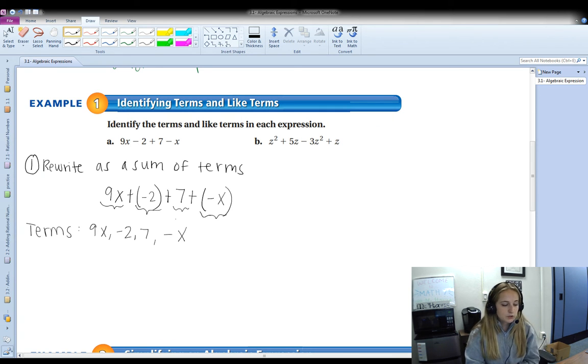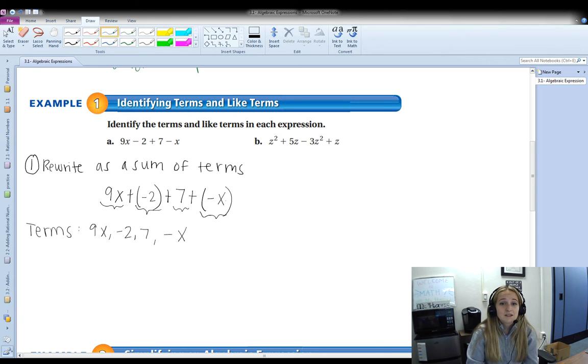So now we're going to be using shapes to help us find like terms. Remember the definition of like terms: they have to have the same variable raised to the same exponent. So let's look here, okay? We have 9x. This doesn't have an x on it, so it's not a like term. This doesn't have an x on it, so it's not a like term.